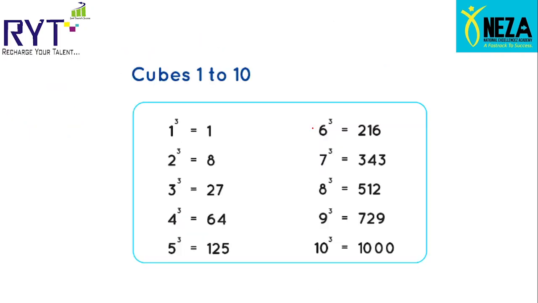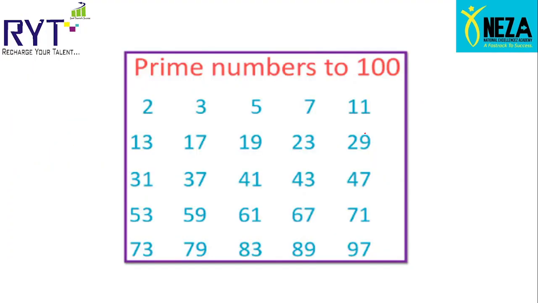Next, we should know the cubes. 1 cube means 1 into 1 into 1, that is 1. Same way, 2 cube means 2 into 2 is 4, 4 into 2 is 8. We should know cubes until 10, that is the minimum. When you look at the number 343, you should recall it is 7 cube. 216, you should recall it is 6 cube, and so on.